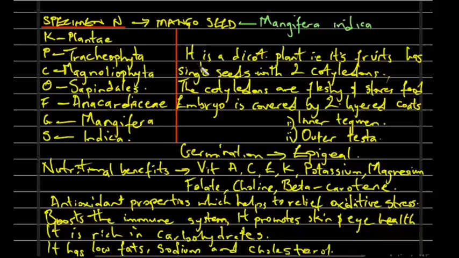This particular plant is a dicot plant, and its fruit has a single seed with two cotyledons. We know that dicot plants produce two seed leaves. The cotyledons are fleshy and store food. The embryo is usually covered by two-layered seed coats. The first one is called the inner tegmen, while the other is called the outer testa.